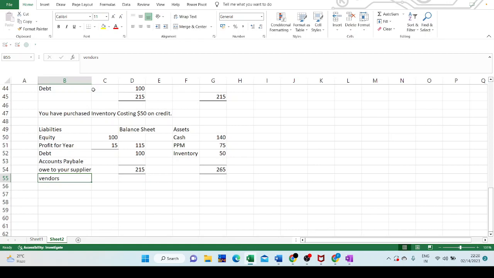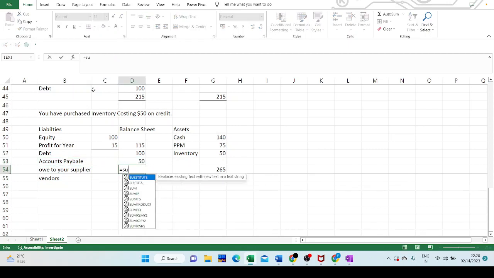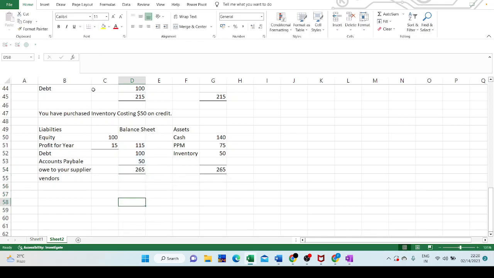You purchased inventory costing $50 on credit. You have not paid your suppliers. So how much do you owe them? Please tell me. $50. So we'll record $50 as accounts payable. Right, guys, so this is how things work. Let me give you another one or two examples.